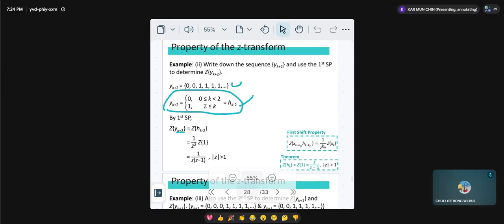Okay, because you have this, K minus 2. When it's K minus 2, 1 over Z to the power of 2, remaining with the Z transform of 1. So the Z transform of 1 will be Z over Z minus 1. So 1 over Z square, Z over Z minus 1. Cancel off, so you get 1 over Z, Z minus 1, and Z more than 1.